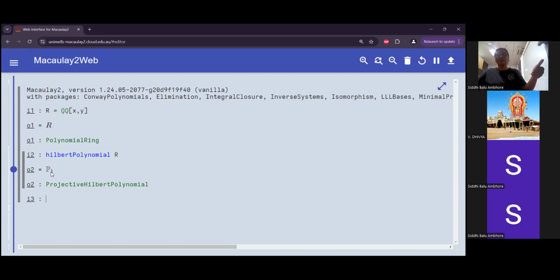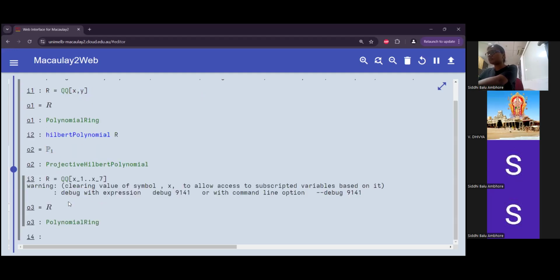P1 is what we defined earlier in our notes, that Pk is x times (x minus 1) up to (x minus k plus 1), divided by k factorial. So that is this polynomial P1. And you can check, if I take x1 to x7, for example, since I used the earlier variable x, this is giving me information that they got rid of that variable x, and I'm now having this new polynomial ring and so on.